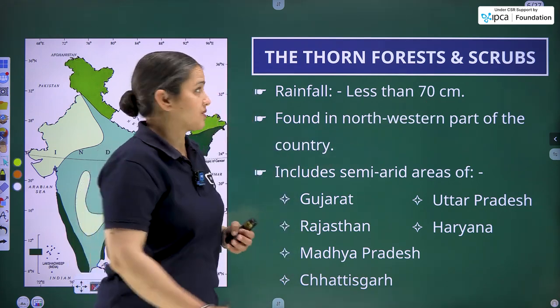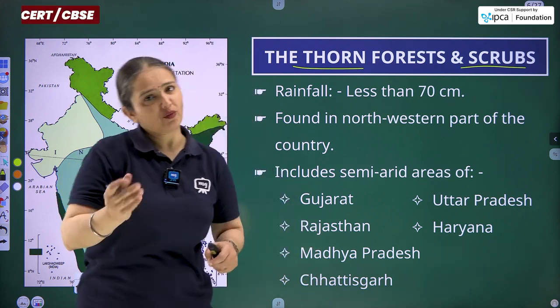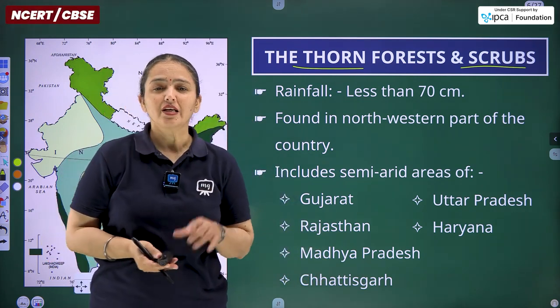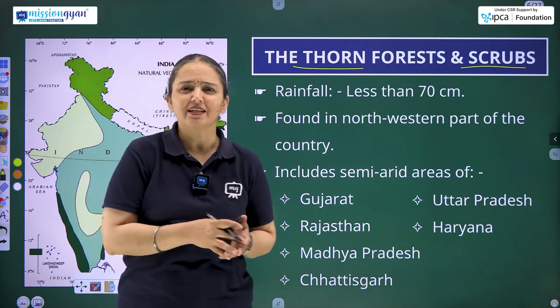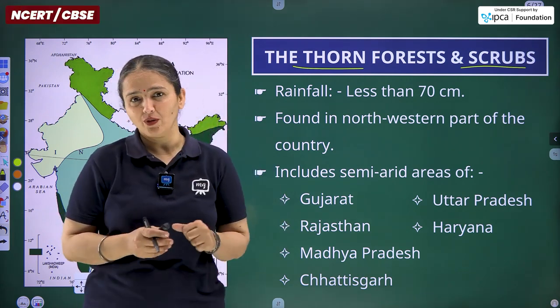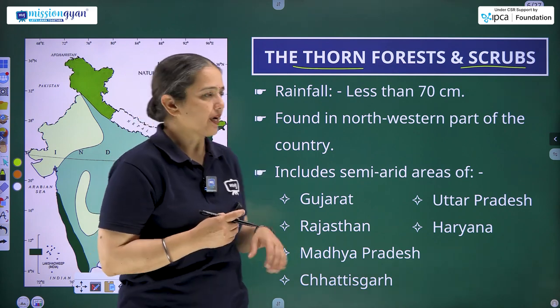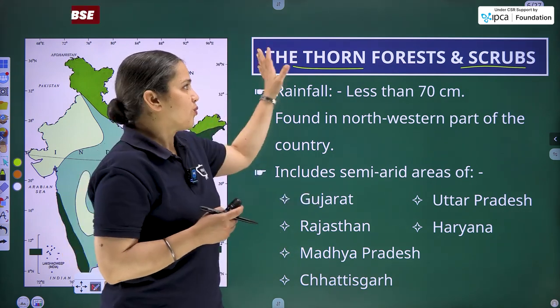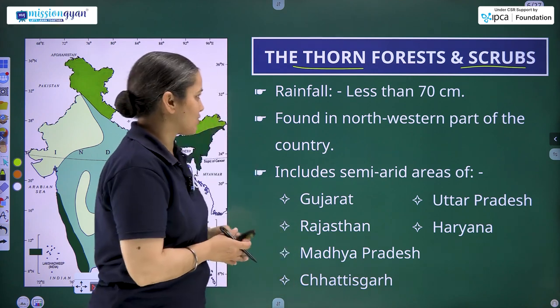Thorn forests and scrubs, as the name suggests. Quite obviously, they are found in the dry regions. If I'm talking about the dry region, you can easily identify which region I'm going to talk about. We are talking about Western Rajasthan prominently, but there are various other regions where such forests are found. So let's discover which are those regions.